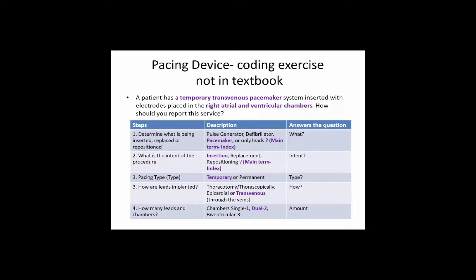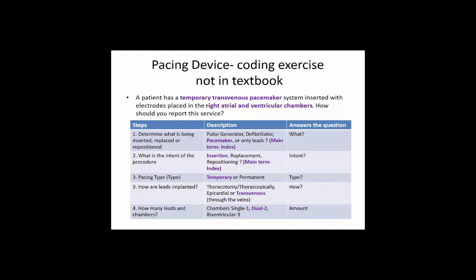These are not found in your textbook. A patient has a temporary transvenous pacemaker system inserted with electrodes placed in the right atrial and the right ventricular chamber. So you know it's a dual right there. The table is one way that you as a coder can be sure that you've answered all the questions that you need to answer in order to assign a code. It also helps you by going through these steps to be able to pick out your main term, what you're going to look for in the index.